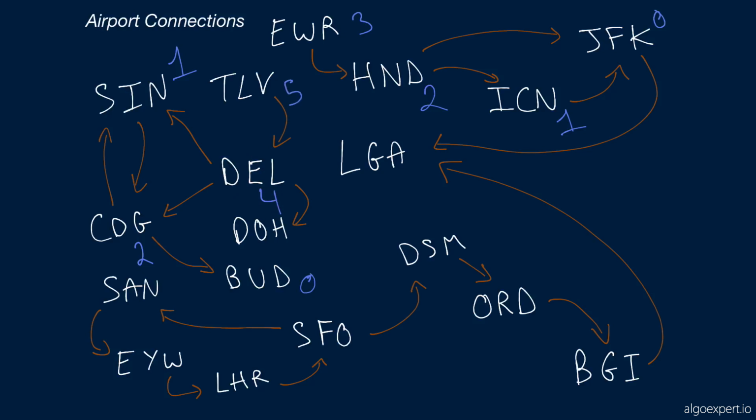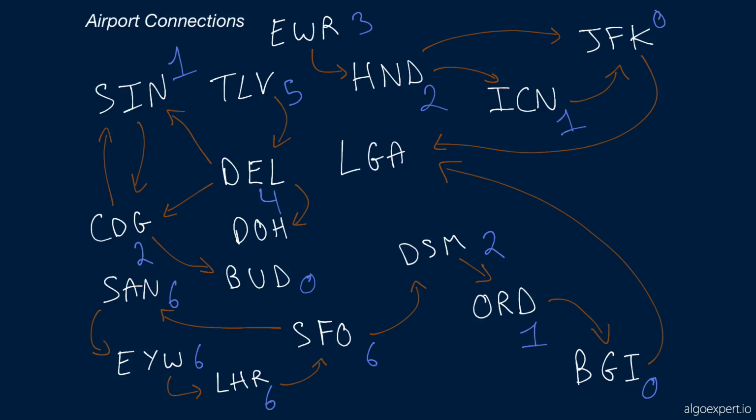All right, and then finally, let's go into here. So BGI gives 0, because it only points to LGA. So we'll put a 0 here. I'll go a bit quicker. ORD gives 1, DSM gives 2, and then SFO is going to give 1, 2, 3, right? DSM, ORD, and BGI, as well as 1, 2, 3, SAN, EYW, and LHR. So that's going to be 6, right? These are all going to be 6 because they all sort of loop back around between themselves, right? LHR gives 1, 2, 3, and then 1, 2, 3. EW gives 1, 2, 3, and then 1, 2, 3, and so on and so forth.